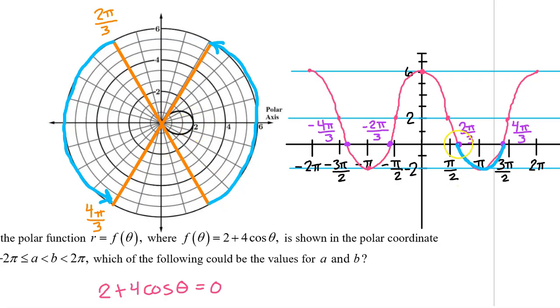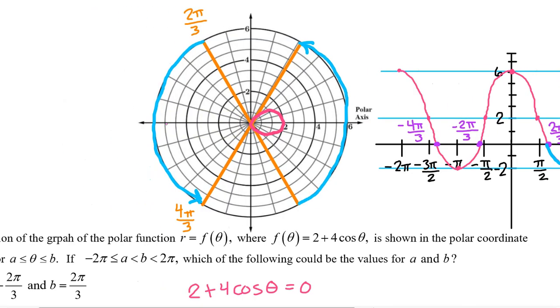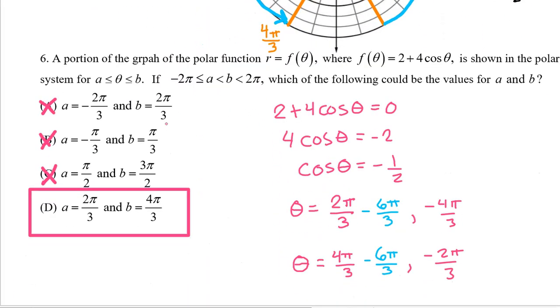Now, what about the r values? At 2 pi over 3, the r values should start at 0, and then the distance from the pole should increase to a maximum distance of 2, and then return to the pole. And that's exactly what we see. As we rotate from here to here, the r value starts at 0, and the distance from the pole goes to a maximum of 2 before returning back to 0. This is confirmation that D is the answer.